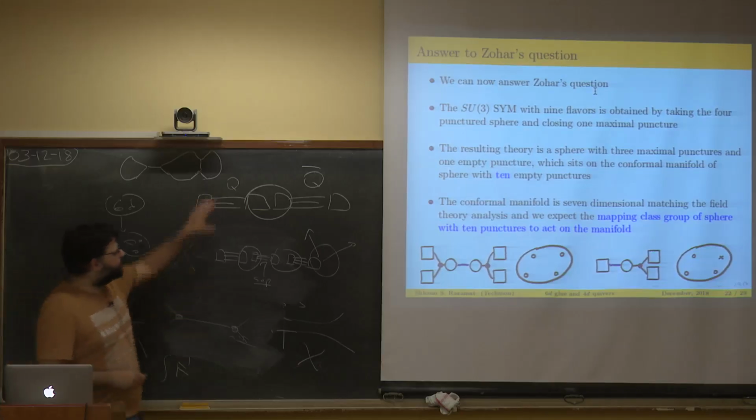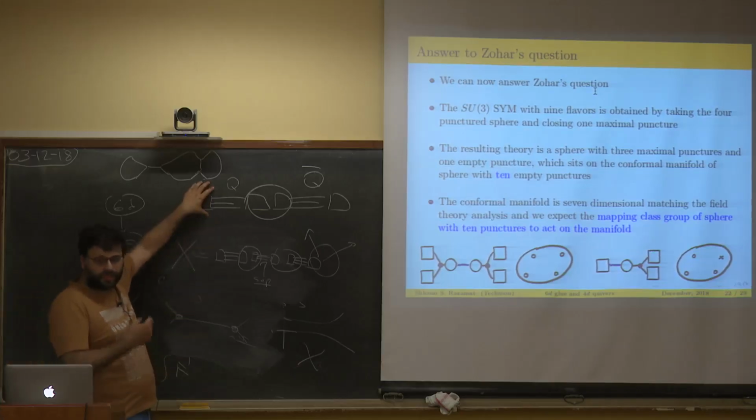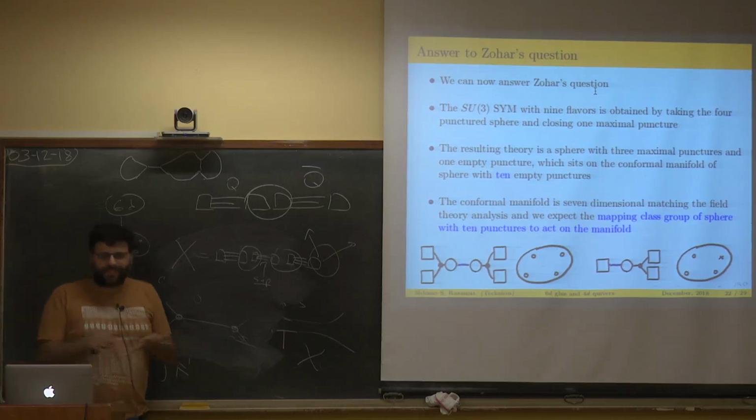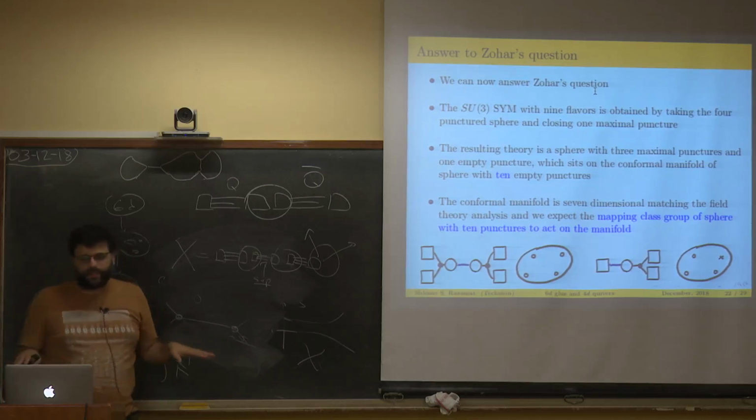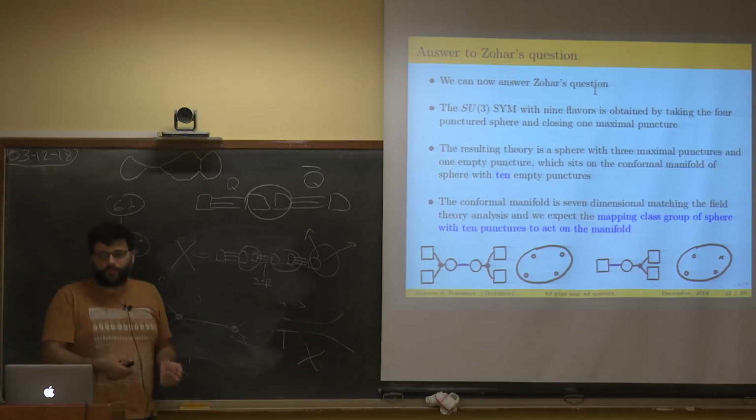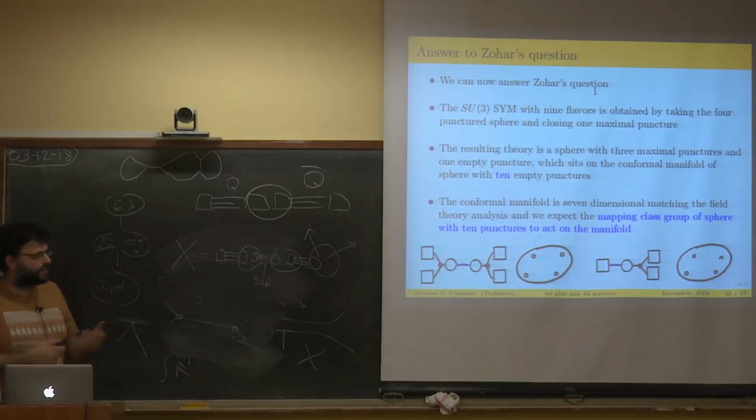So the geometric picture of the theory of SU3 with 9 flavors is a sphere with 10 punctures. A sphere with 10 punctures has 7 complex structure moduli. And this is the 7-dimensional conformal manifold we find. So the duality group that should act on this conformal manifold, there should be a duality group, and it is the mapping class group of a sphere with 10 punctures.